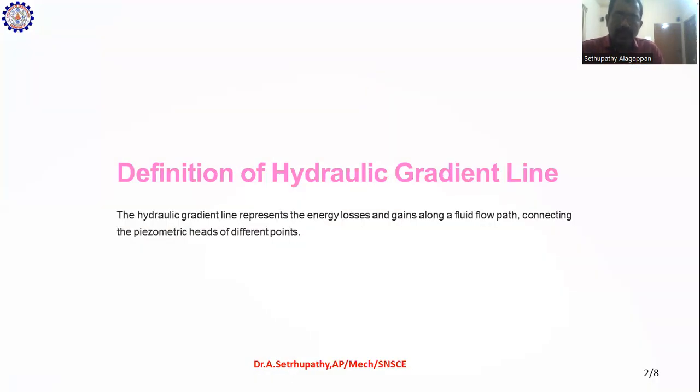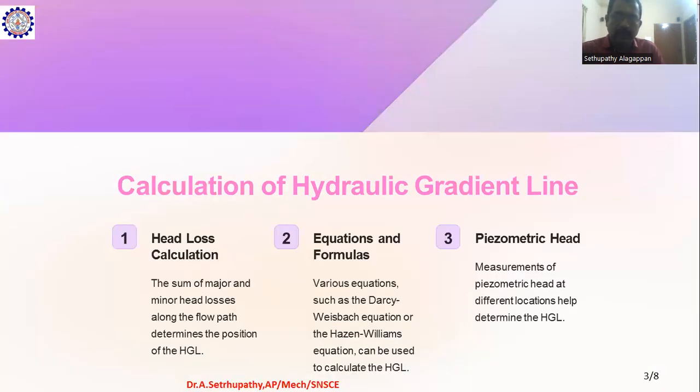The definition of the hydraulic gradient line is that it represents the energy losses and gains along a fluid flow path, connecting the piezometric heads of different points. We join the different heads in the fluid through the pipeline or some other area. The graphical line that represents this is called the hydraulic gradient line. Now, the calculation: how to calculate and how to draw the hydraulic gradient line.